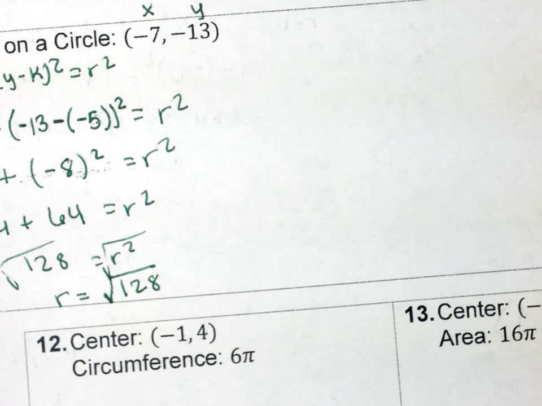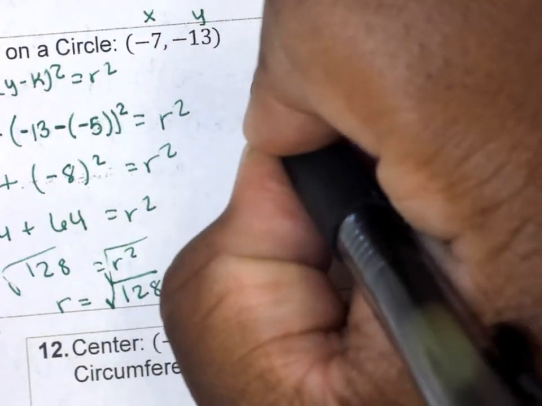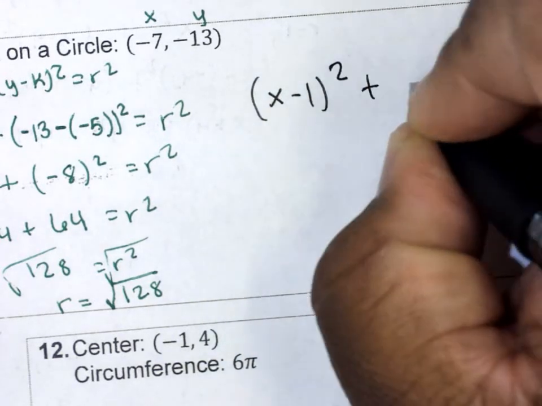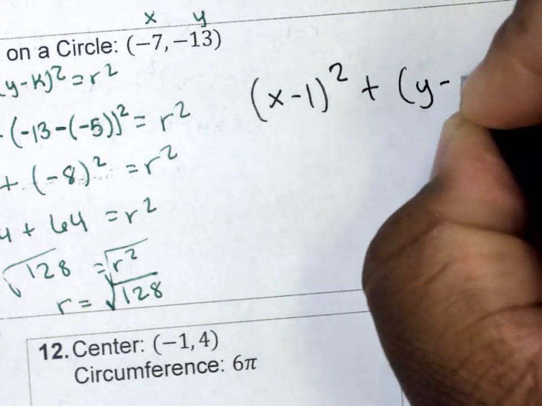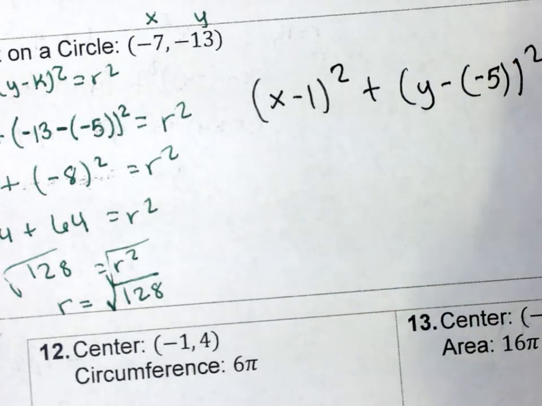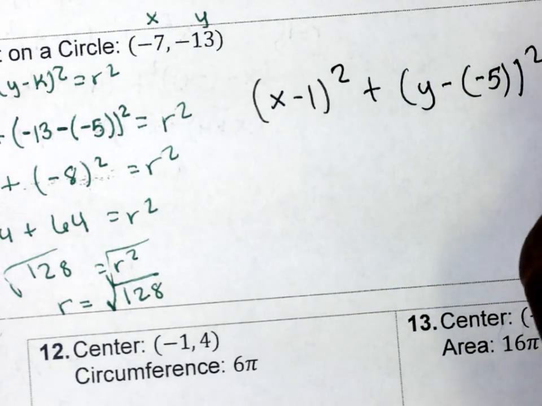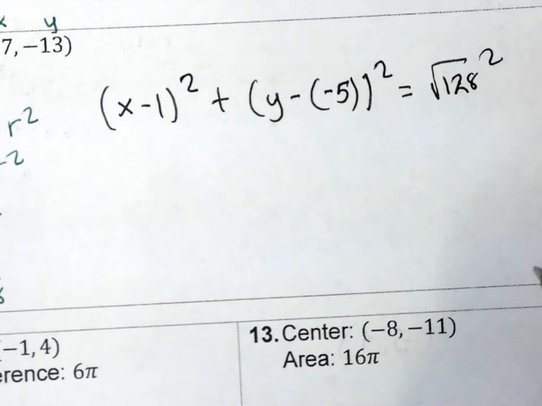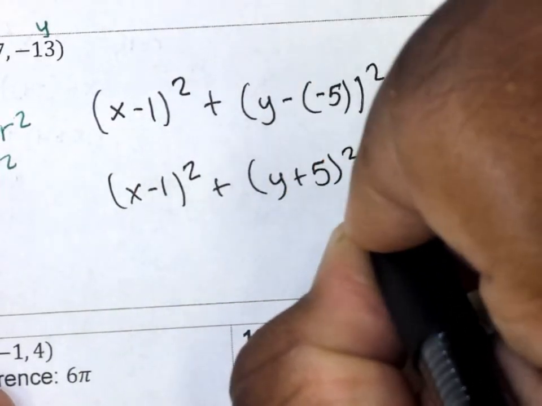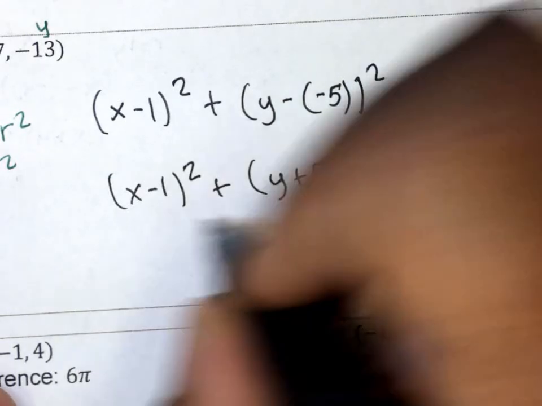Then from there, we write an equation. X minus 1 squared plus y minus -5 in parentheses squared equals the square root of 128 squared. Sorry. Cleaning it up: x minus 1 squared plus y plus 5 squared equals 128.